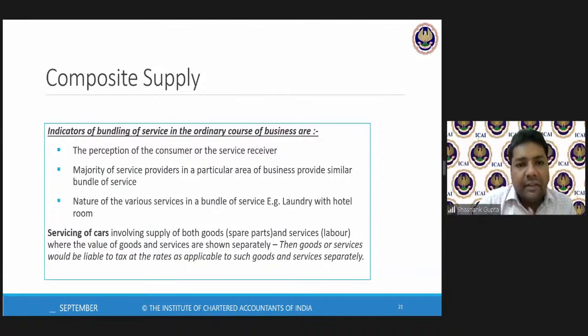It is a given these days that when you book any hotel, the breakfast buffet is mostly included along with your stay. So again, it is something which is starting to happen in the ordinary course of business. And this is something which can be said to be naturally bundled. So these are the kind of indicators which can help you to determine.